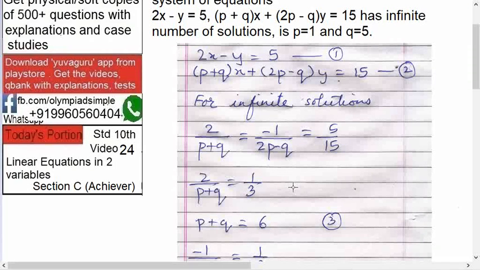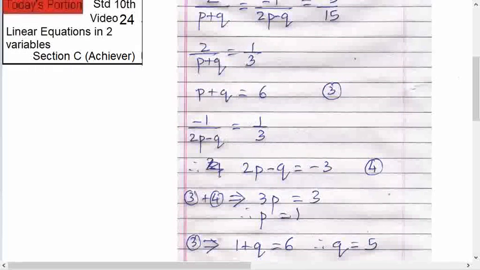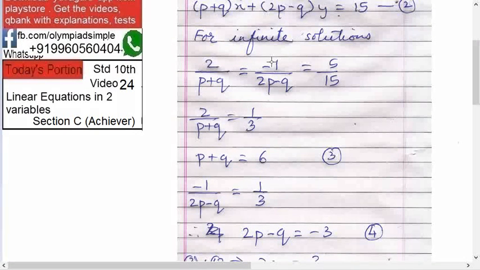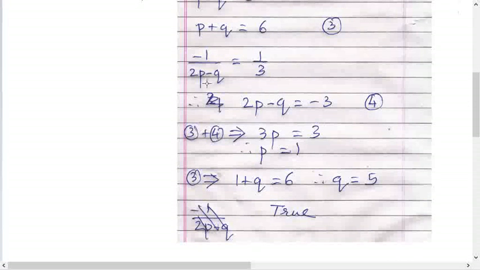Yes, then the solution is okay. Even if you do it this way also it's okay. What I have done is p plus q equals 6, then solved it. It's a lengthy method. You don't do it that way. Just put the values of p and q and you will get 1 upon 3. So what I have done is p plus q equals 6, then minus 1 upon 2p minus q equals 1 upon 3, then solved it.